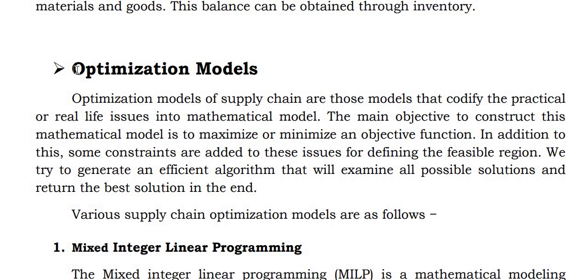We have the optimization model. Optimization models of supply chain are those models that codify practical or real life issues into mathematical models. In order for us to understand this optimization model, let us first define optimization model. If you still remember our first topic, we encountered the word stochastic optimization; those are solutions or ways in order to cover up or solve such problems.